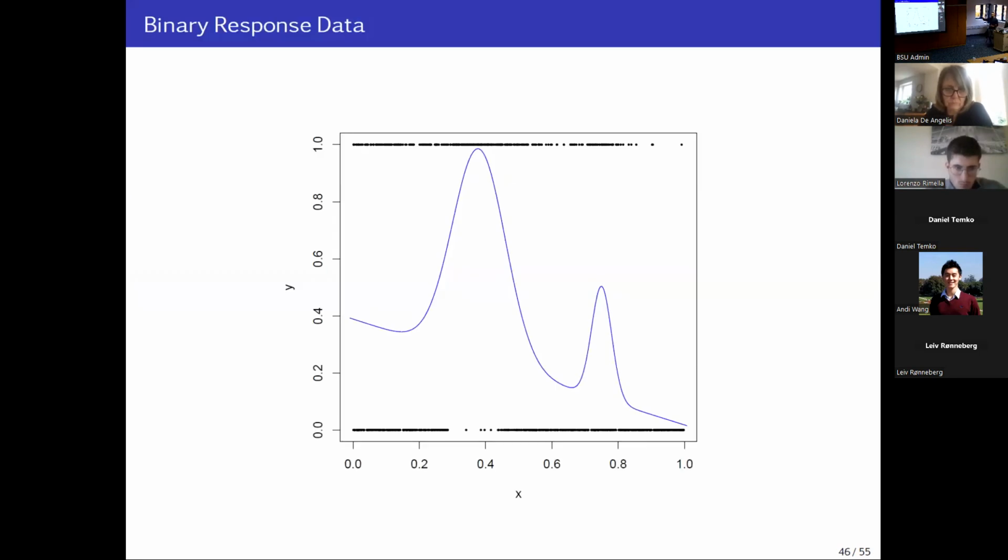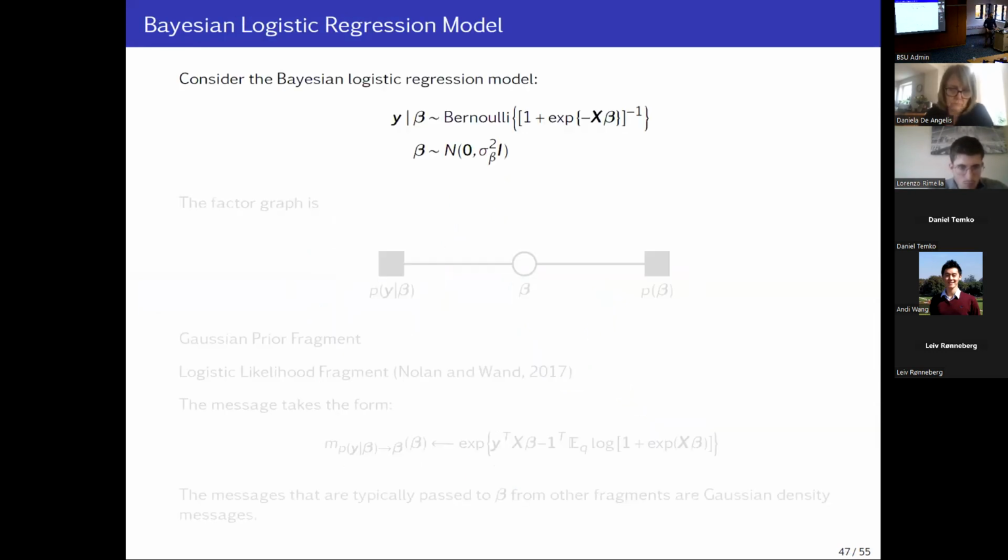So suppose you have some binary response data. The blue curve represents the probability function that generates the data. And what we want to do is allow our variational message passing models to be able to handle this kind of non-conjugacy.